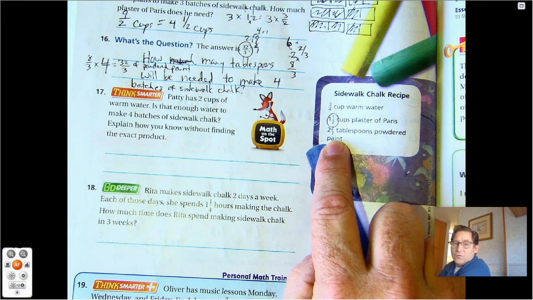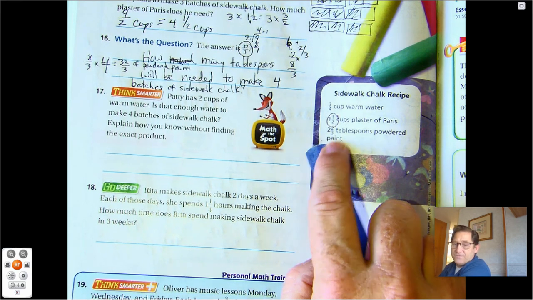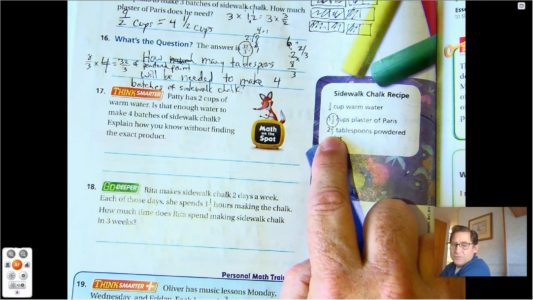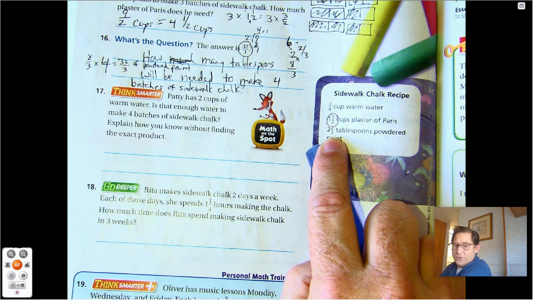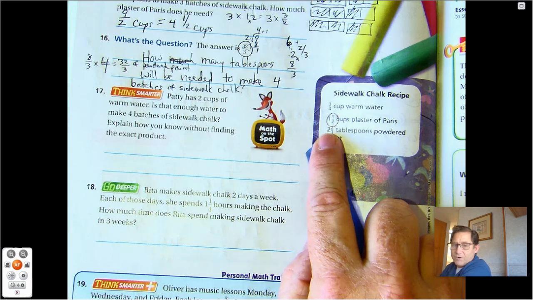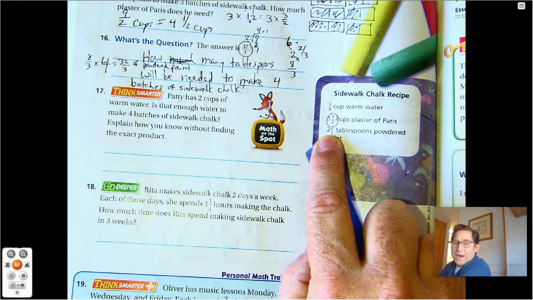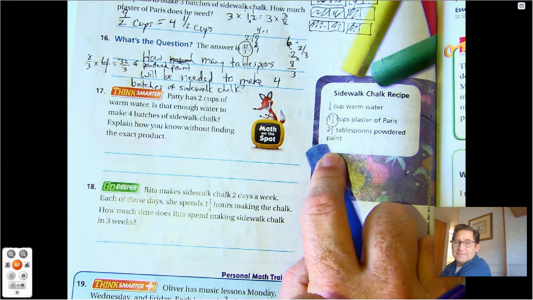Okay. So then we change that to a fraction, and 2 2/3 is the same as saying 8/3, because every whole number is 3/3 parts. 3/3 plus 3/3 plus 2/3 is 8/3. So how many batches would be needed of the powder paint? I can make 4 batches of sidewalk chalk, and that would give me a total of 32 thirds tablespoons.